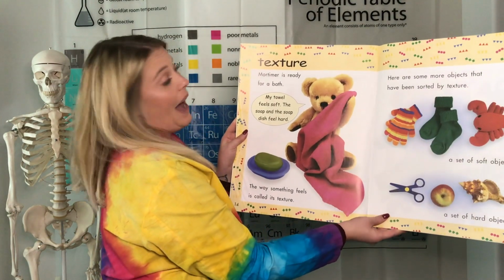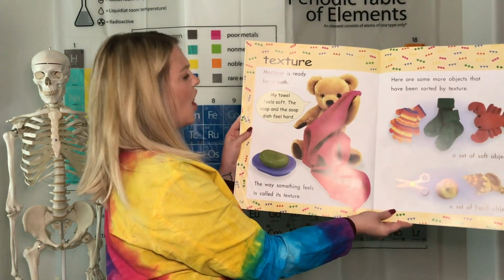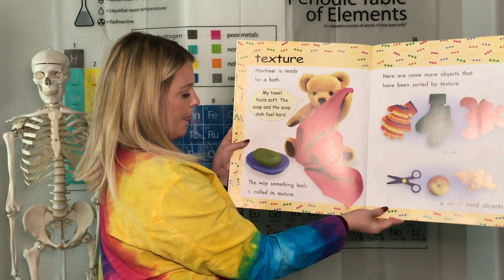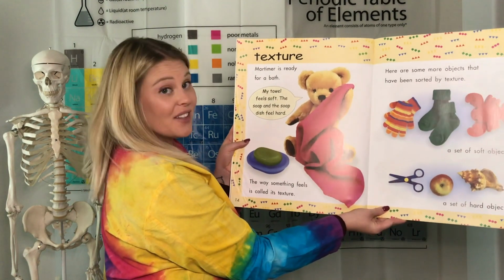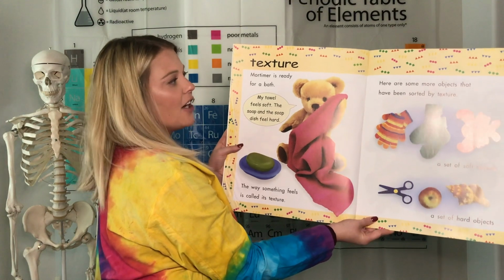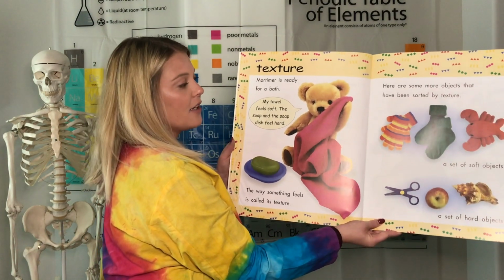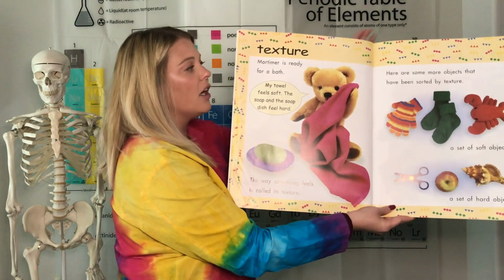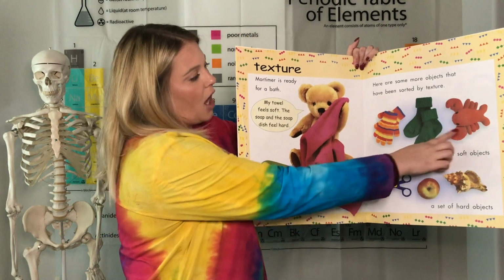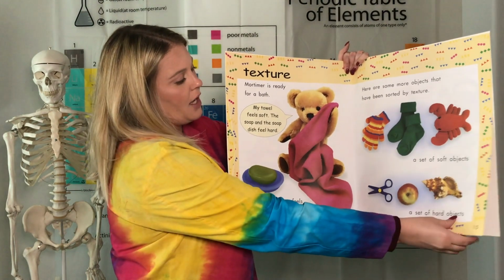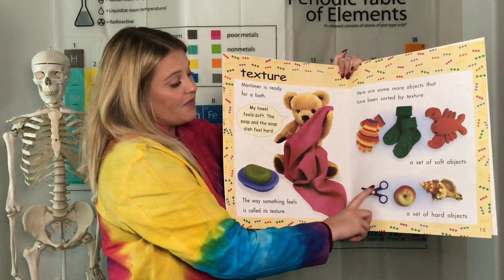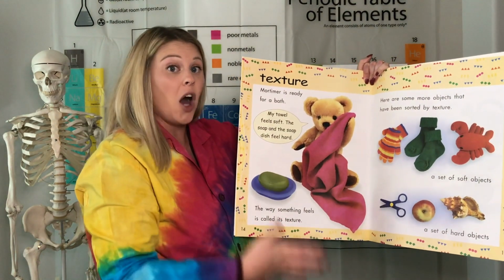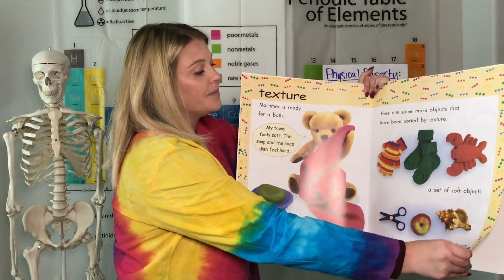Mortimer is ready for a bath. My towel feels soft. The soap in the soap dish feels hard. The way something feels is called texture. Here are some more objects that have been sorted by texture. A set of soft objects and a set of hard objects. Notice, scientists, these hard objects, they all have different physical properties, but the one thing they have in common is that they're all hard.